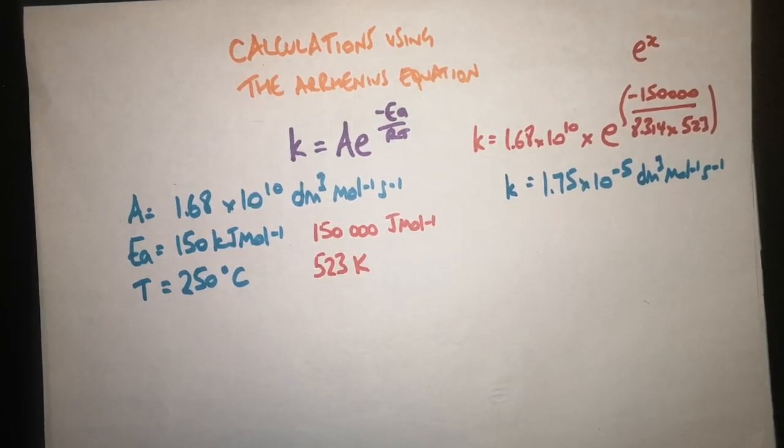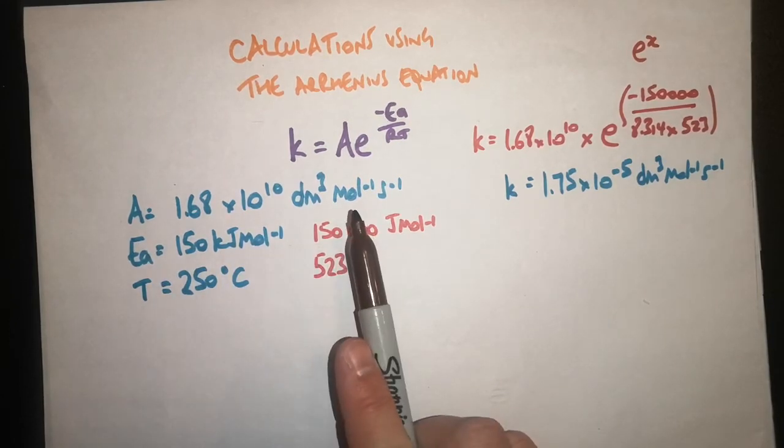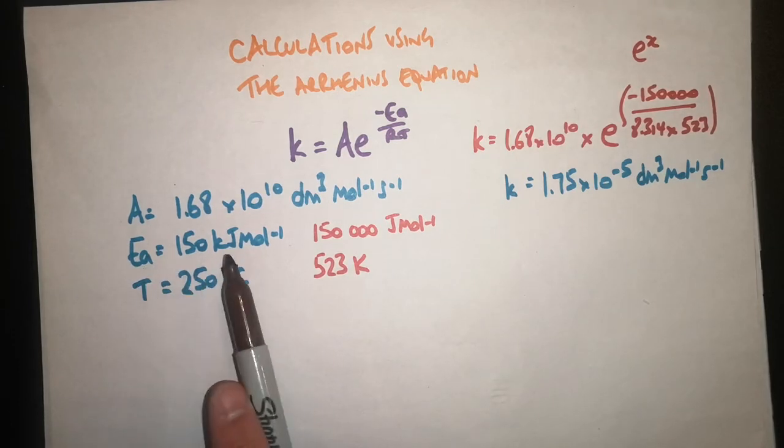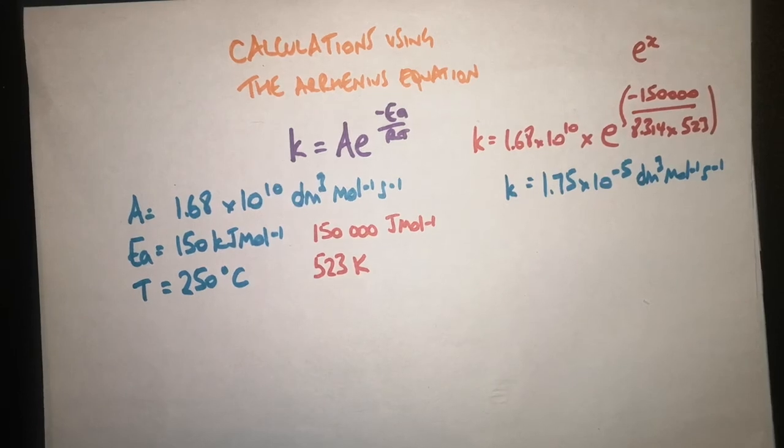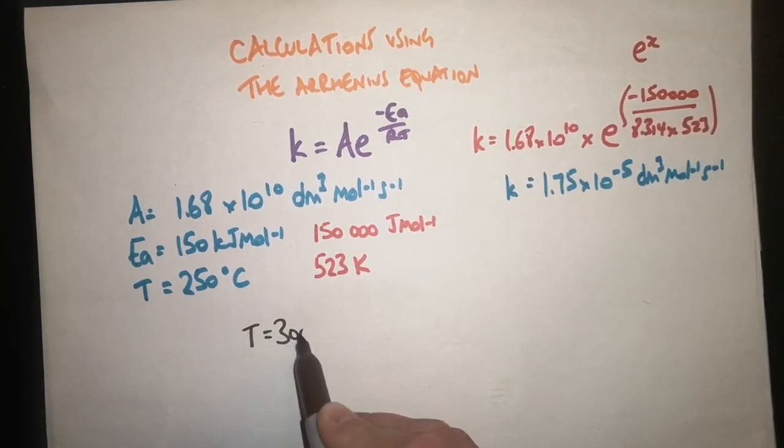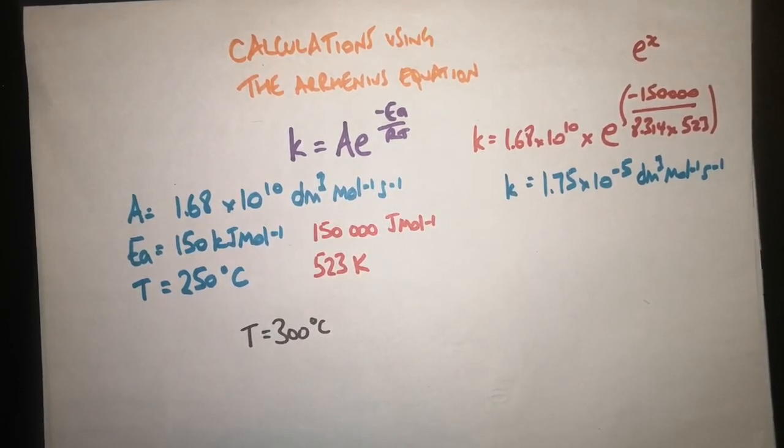Now let's look at how that would be different if we change something. So in the next example, we're going to keep A the same, we'll keep Ea the same, and we're going to change T. So we're going to increase the temperature by 50 degrees. So let's say now that T is 300 degrees C. If you want to try and calculate this, pause the video and then come back when you're ready.